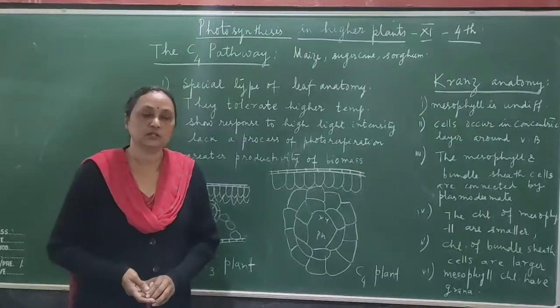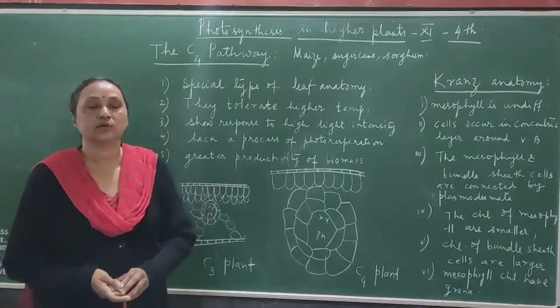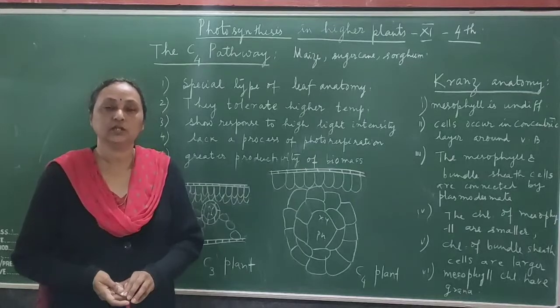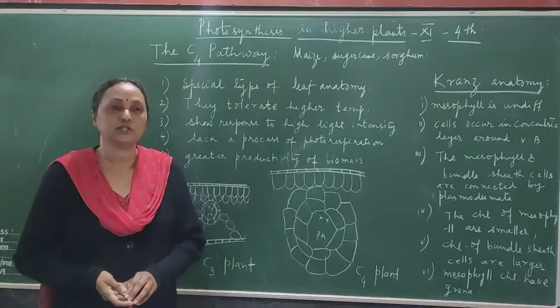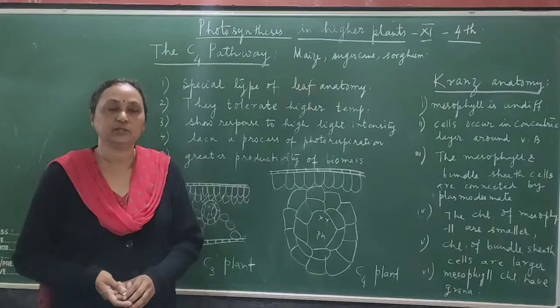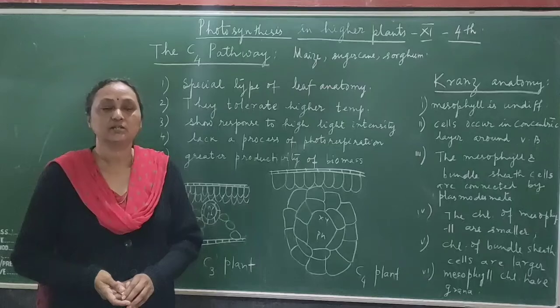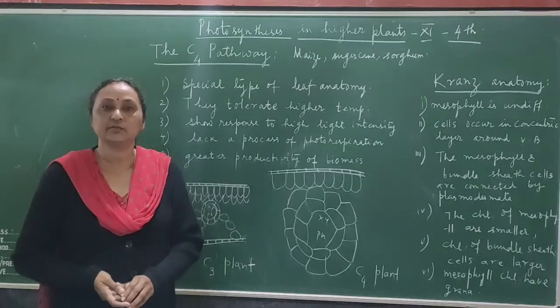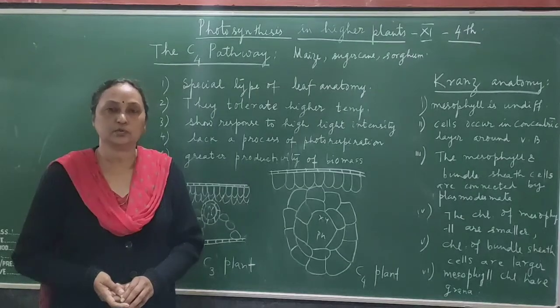Good morning, students. So today I am going to discuss the C4 pathway in photosynthesis. In the last video we discussed the C3 pathway. So what is the C3 pathway or Calvin cycle? That is the cycle for fixation of carbon dioxide into glucose.